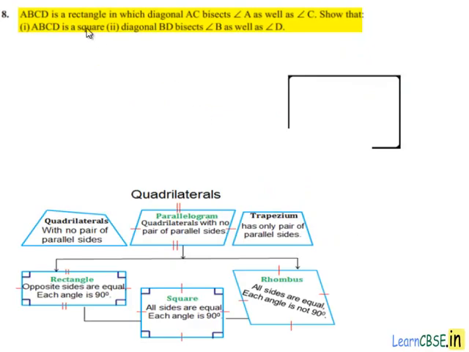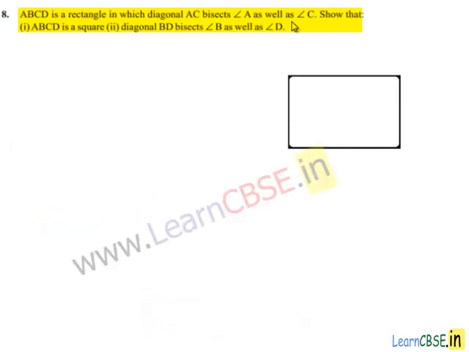Moving on to the 8th question. ABCD is a rectangle in which diagonal AC bisects angle A as well as angle C. Show that ABCD is a square, and secondly, diagonal BD bisects angle B as well as angle D. Now moving on to solution. It is given that ABCD is a rectangle. So let us assume the rectangle ABCD according to the problem.